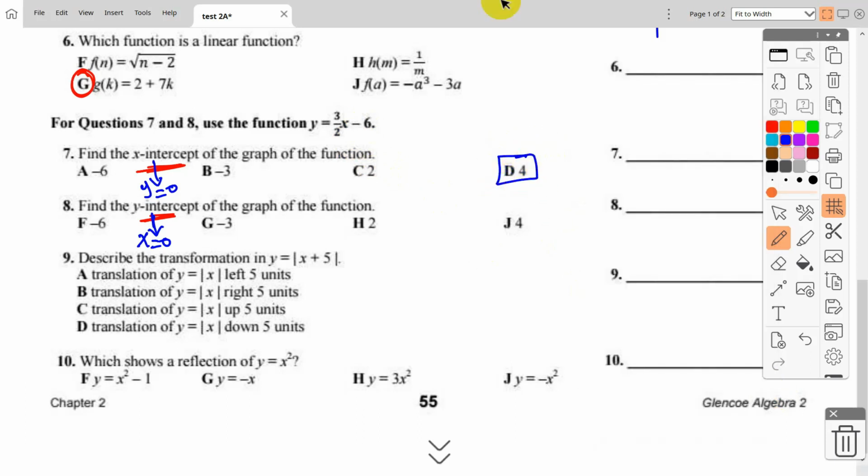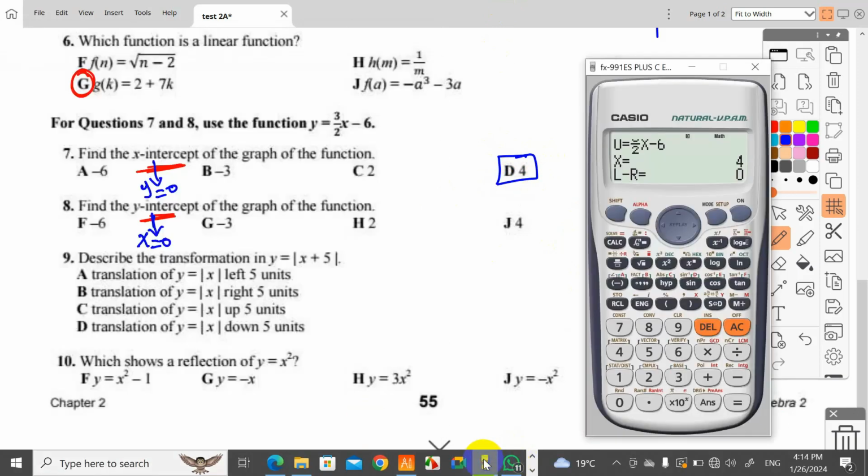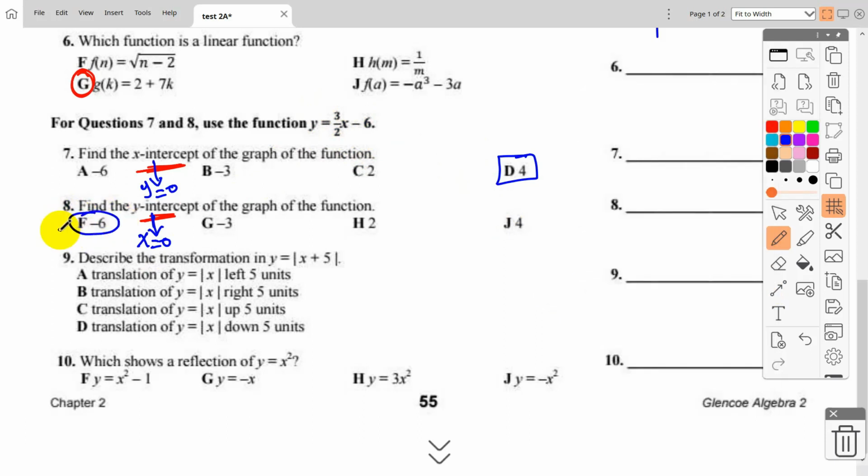And for question 8, it's required to find the y-intercept, so I'm going to put x equals 0. I'll eliminate x and put 0 instead of it, so I'll do it like this: 3 over 2 times 0 minus 6. Then the answer will be negative 6, so F will be the correct answer.